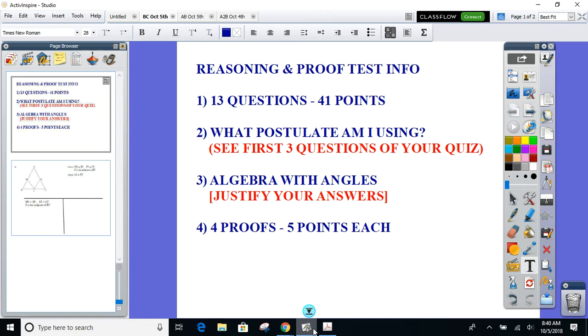You're also going to have algebra with angles. I think we've done a couple of them every night. You're going to solve for an angle or a variable, and I'm going to say why. Use a theorem. Linear pairs are supplementary. Vertical angles are congruent. And then what postulate am I using? I say see the first three questions on your quiz, but I haven't handed back your quiz yet. Hopefully I'll do that on Tuesday if I can. But if you remember the first couple questions from your quiz, that's what it was. What postulate am I using? All right? And really, that's about it.